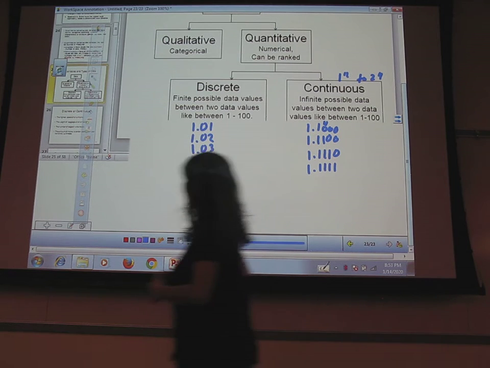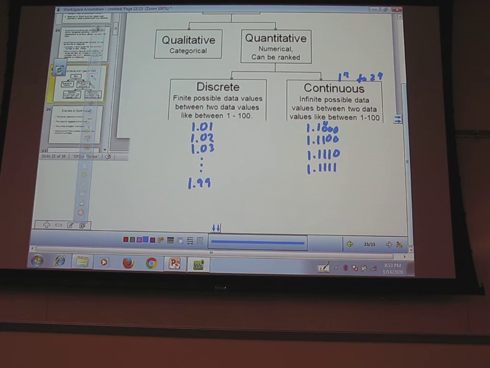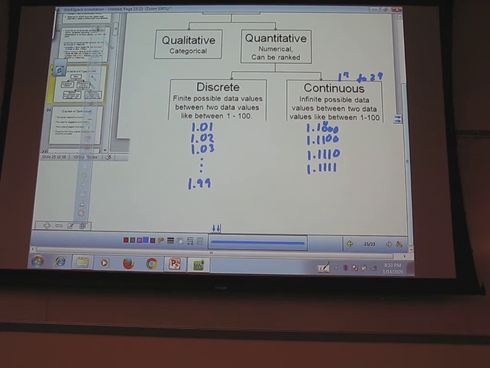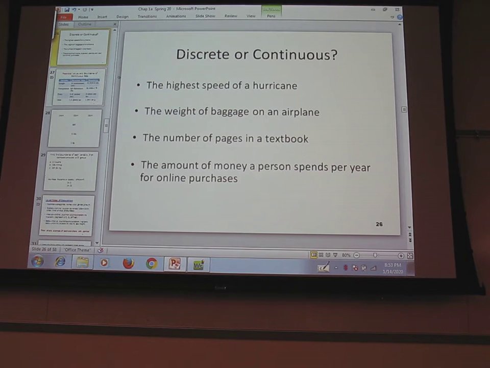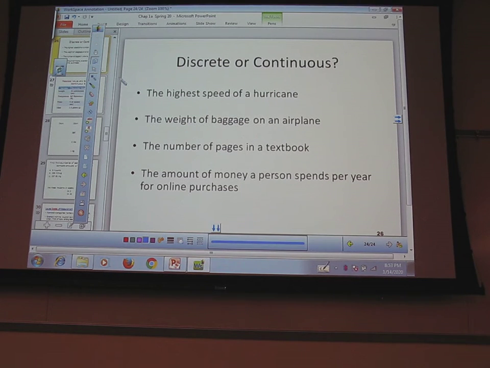So we're going to go ahead and have you guys practice that a little bit. This is fairly important. Determine with your neighbors whether you think these are continuous or discrete. Go ahead, 30 seconds, 40 seconds, go.